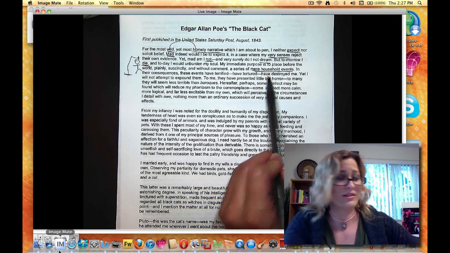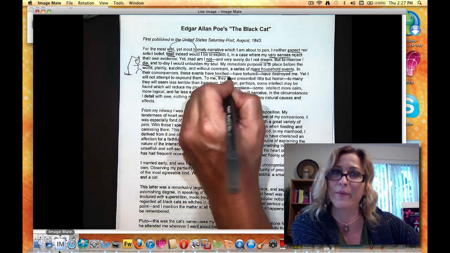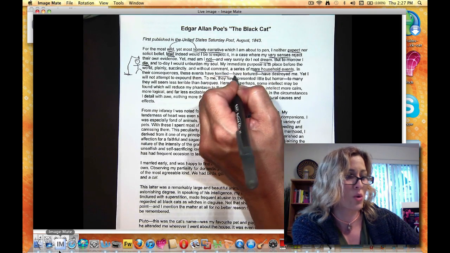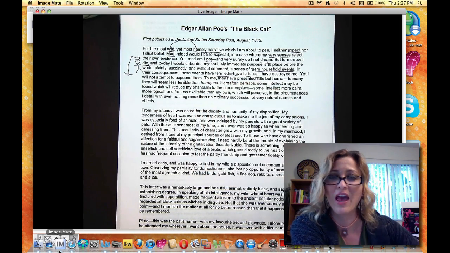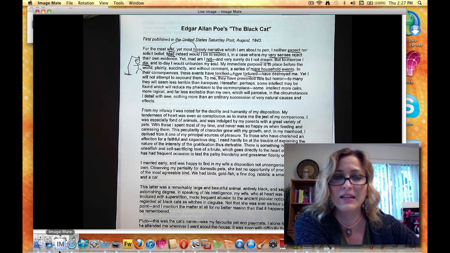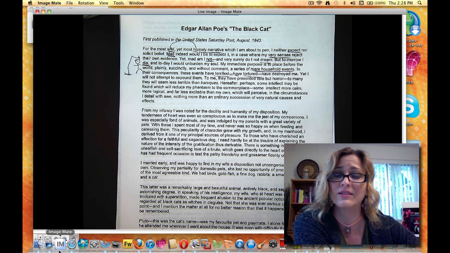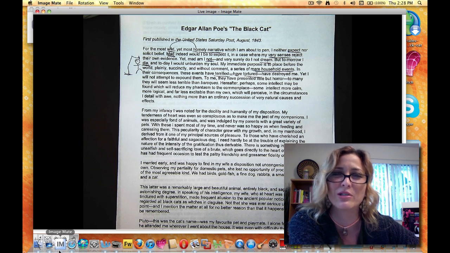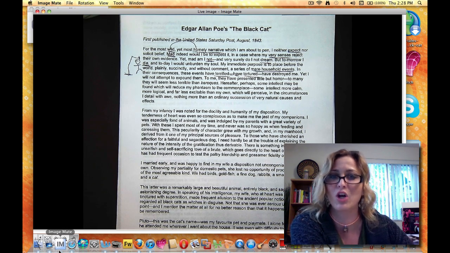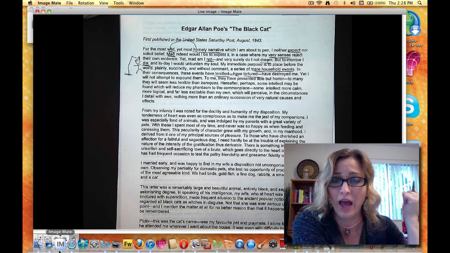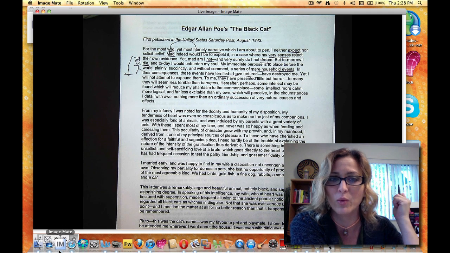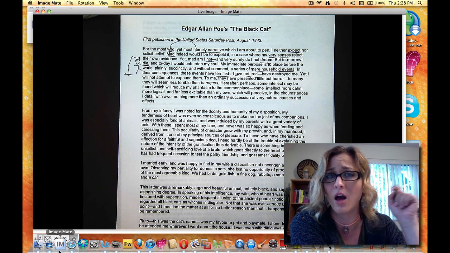"In their consequences, these events have terrified" — we know what that means — "have tortured" — notice the dash — "have destroyed me. Yet I will not attempt to expound them. To me, they have presented little but horror. To many, they will seem less terrible than baroques." And baroques are like bizarre things. Look at the word. It's a bizarre-looking word, and guess what it means? Bizarre. "Hereafter, perhaps some intellect may be found which will reduce my phantasm to the commonplace."